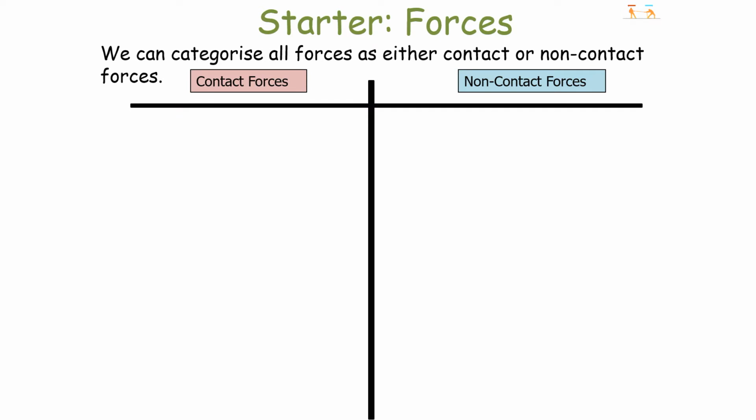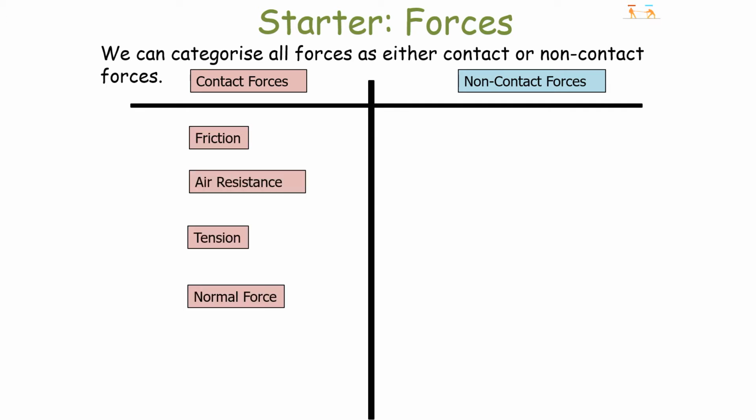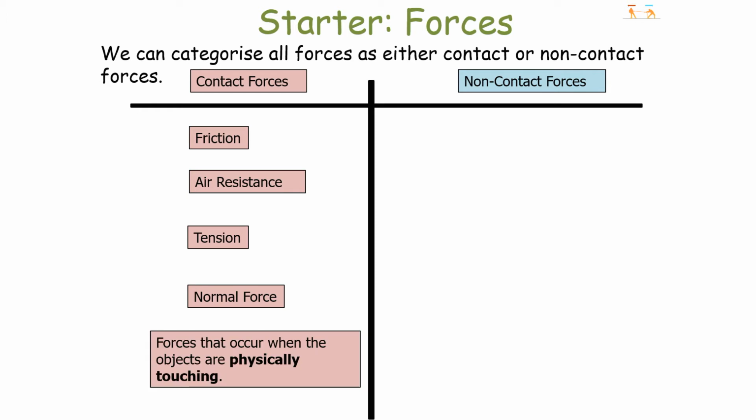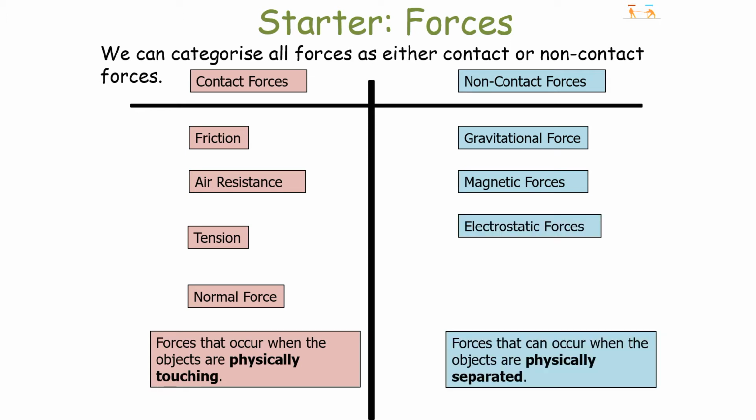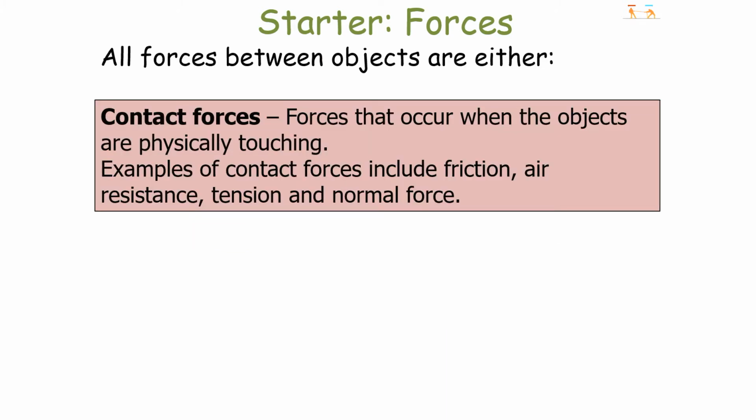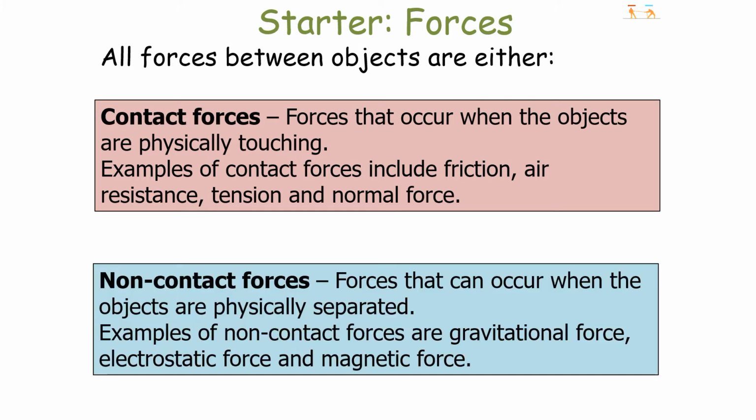So we can categorize all forces as either contact or non-contact forces. The contact forces include friction, air resistance, tension, and the normal force, and these forces occur when objects are physically touching each other, whilst the gravitational force, the magnetic force, and the electrostatic force can occur when the objects are physically separated. So all forces between objects are either contact forces, forces that occur when the objects are physically touching, with examples including friction, air resistance, tension, and the normal force. Or they could be non-contact forces, forces that occur when the objects are physically separated, with examples including the gravitational force, the electrostatic force, and the magnetic force.